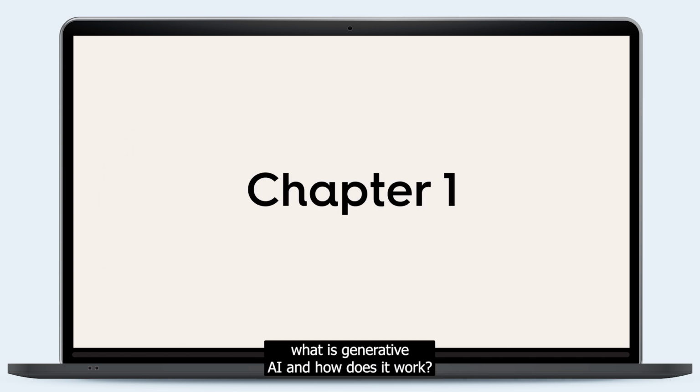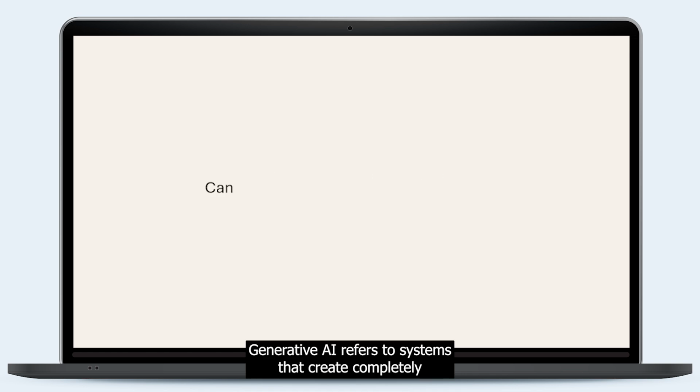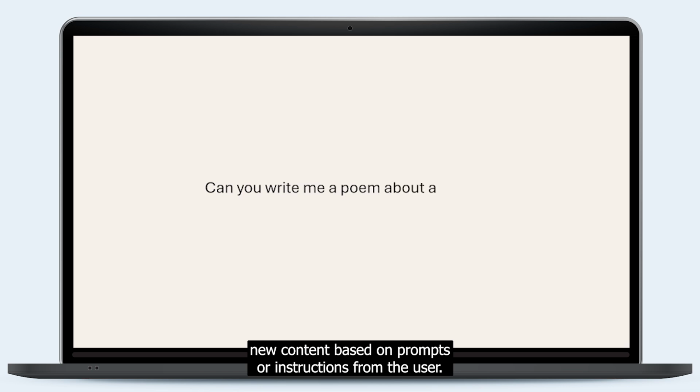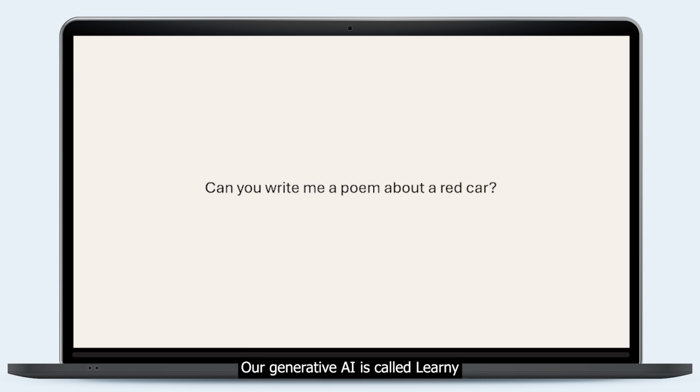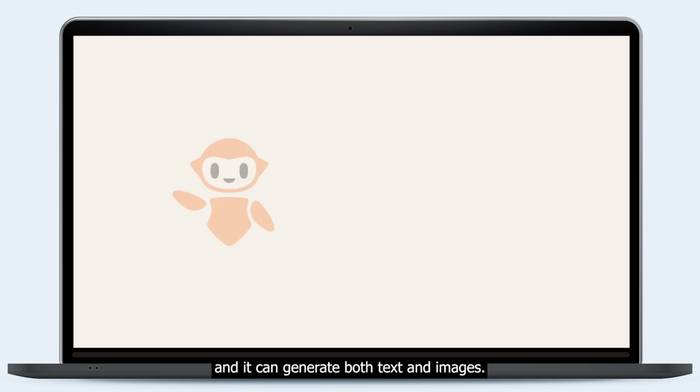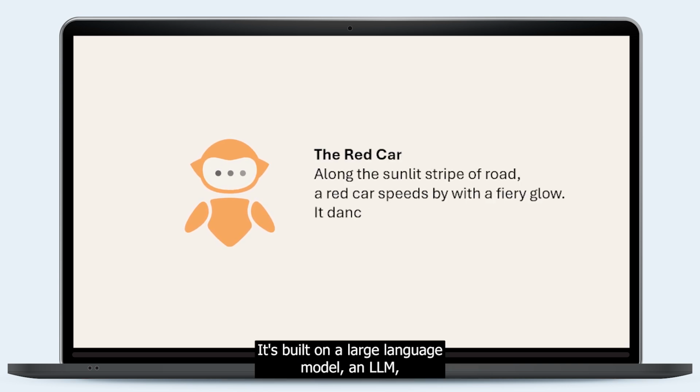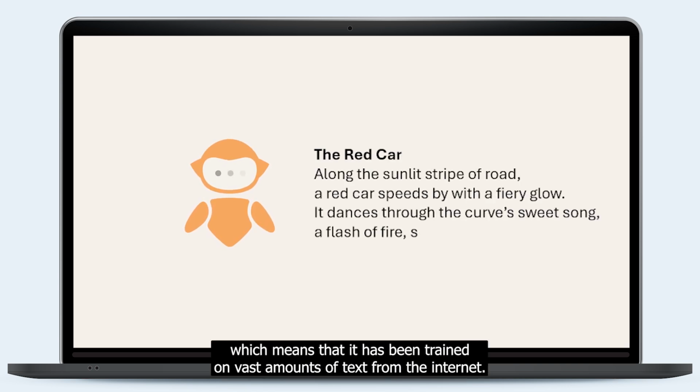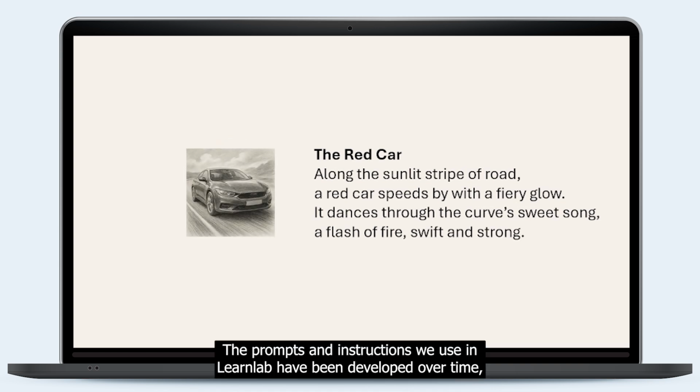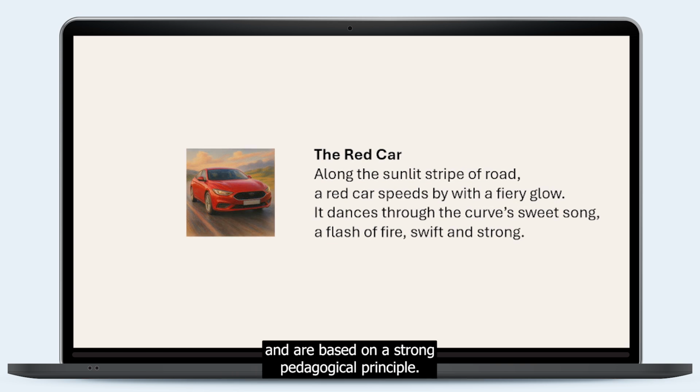Chapter 1. What is generative AI and how does it work? Generative AI refers to systems that create completely new content based on prompts or instructions from the user. Our generative AI is called Learny, and it can generate both text and images. It's built on a large language model, an LLM, which means that it has been trained on vast amounts of text from the internet. The prompts and instructions we use in Learnlab have been developed over time and are based on a strong pedagogical principle.